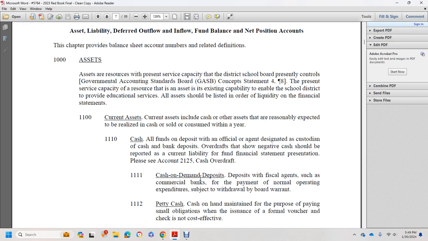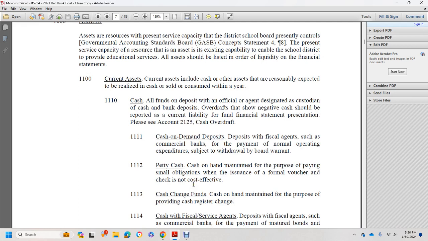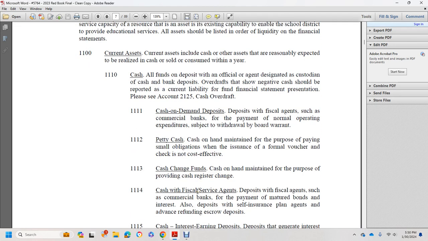1111, Cash Demand Deposit. Deposits with the official agent, such as a commercial bank, for the payment of normal operating expenditures, such as withdrawals by board warrant. 1112, Petty Cash. Cash on hand maintained for the purpose of paying small obligations where issuing a formal voucher or check is not cost effective. 1113, Cash Change Funds. Cash on hand maintained for the purpose of providing cash register change.